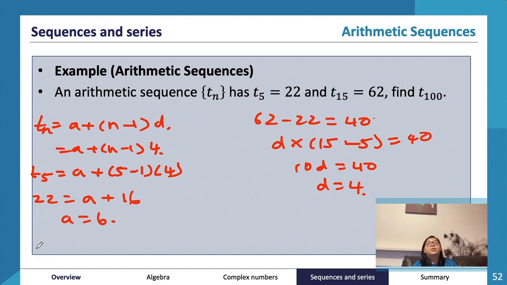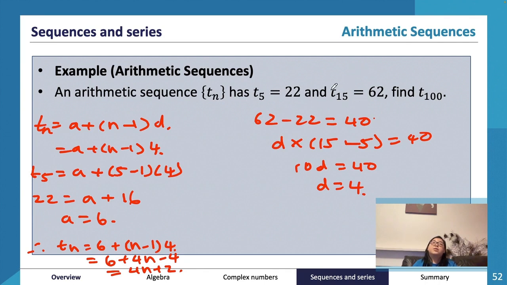Okay, so therefore we can get the equation Tn equals 6 plus n minus 1 times 4. So we'll get that this is going to be 6 plus 4n minus 4. So we'll get that this is going to be 4n plus 2. And we can kind of check here as well. So if we times 15 by 4, we'll get that that's 60 plus 2, which should be 62.